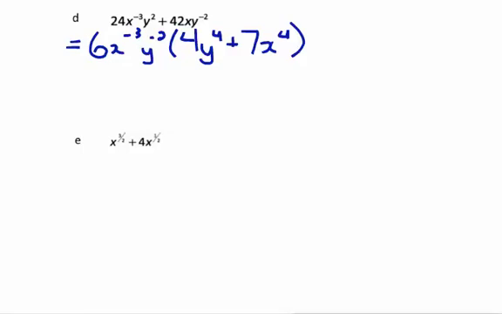E, we step away from negative exponents, but we now look at fractional exponents. Nothing changes. We still look at the coefficients first. 1 as a coefficient on x to the 3 over 2. 4 as a coefficient on x to the 1/2. Nothing is common. We can't take out a coefficient.